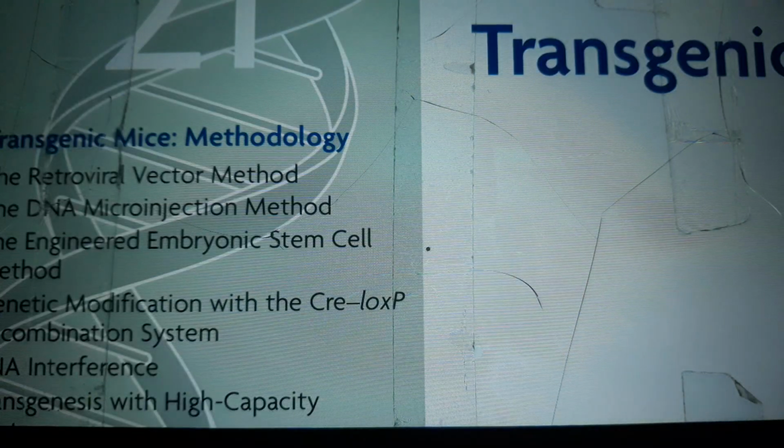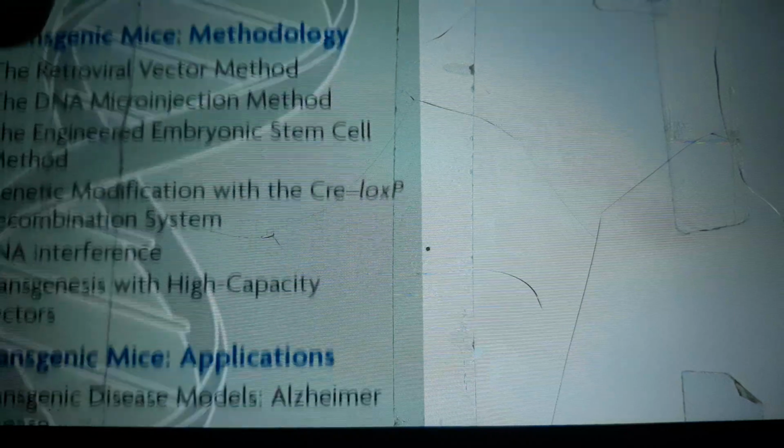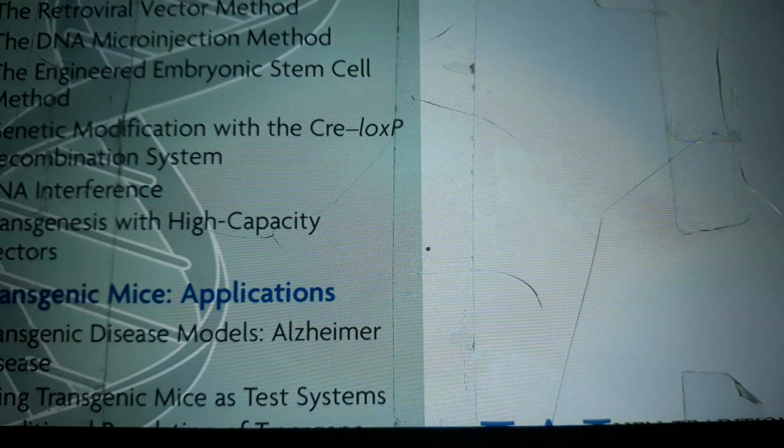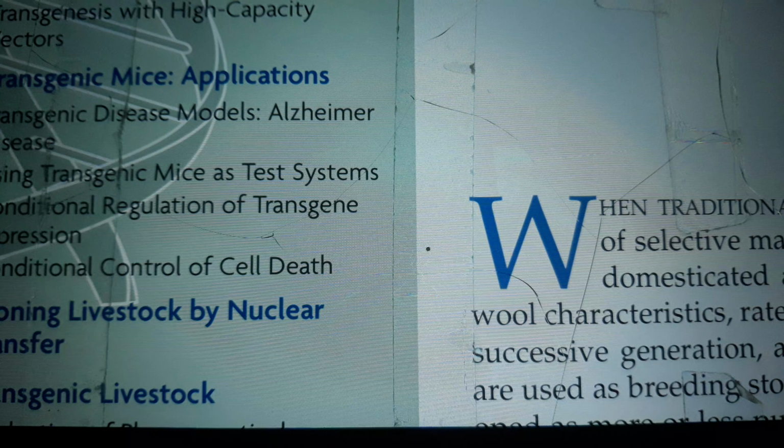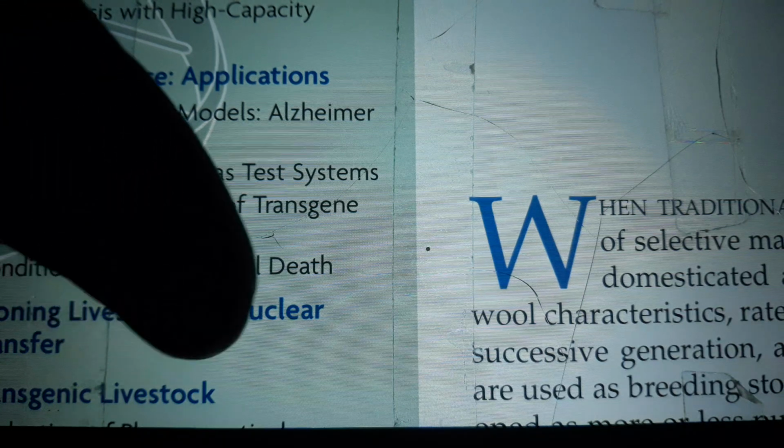There will be transgenic mice methodology, retroviral vector method, the DNA microinjection method, the engineered embryonic stem cell method, genetic modification with the Cre-loxP recombination system, RNA interference, transgenesis with high-capacity vectors, transgenic mice applications, transgenic disease models, Alzheimer disease, using transgenic mice as test systems, conditional regulation of transgene expression, conditional control of cell death.